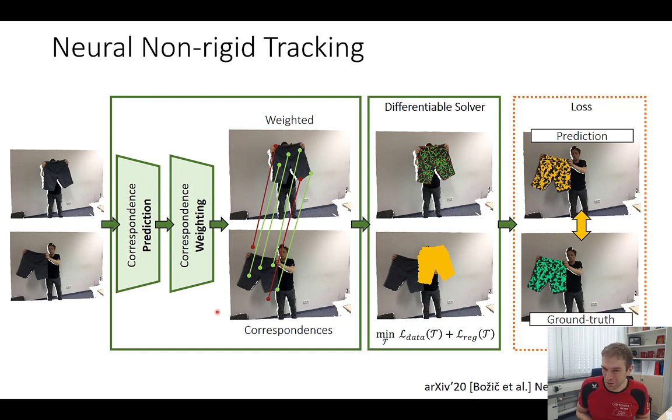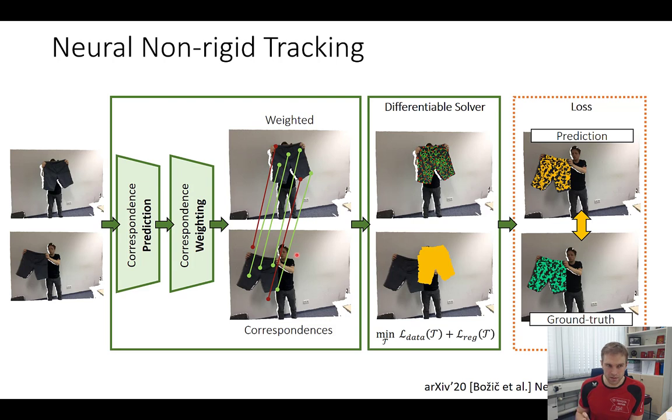I don't have too much time to go into all the details, but I would still like to hopefully give the high-level message in this talk. So the setting is again the generic reconstruction problem. In this case, we have a source frame, we have a target frame, and we want to predict a lot of correspondences from the source to the target, right? So we have a lot of correspondences here.